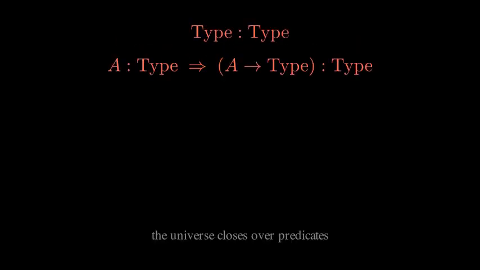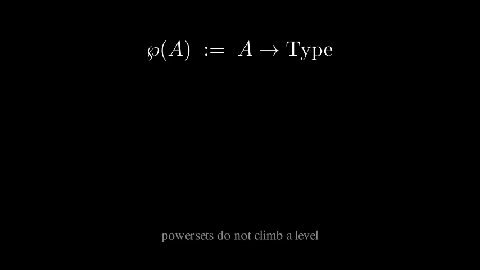The dangerous extra power is closure. If A is a type, then the whole type of predicates on A is again just another type in the same universe. In Hurkens' presentation, this is written like a power set. Power set of A is the space of predicates on A, with type Type. Power set of A stays at the same level as A. That is the loop the diagonal argument needs.